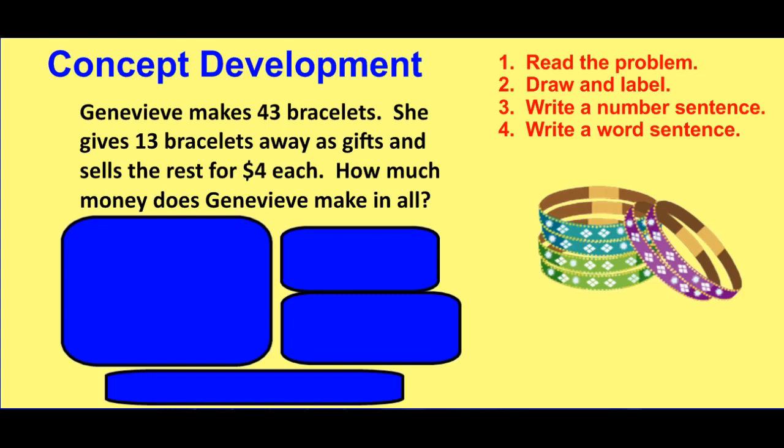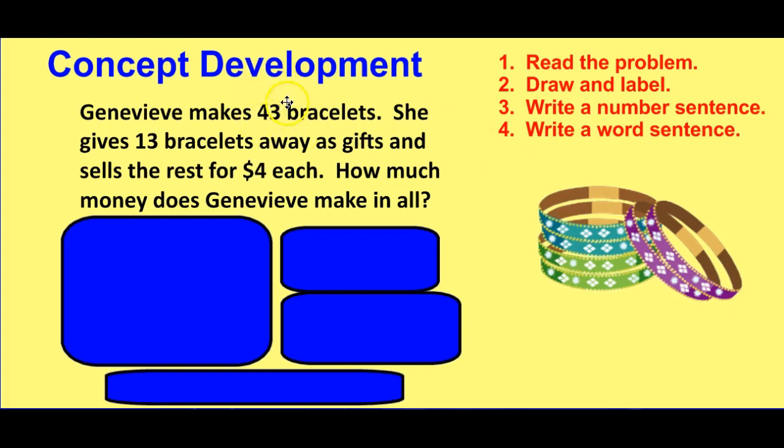Genevieve makes 43 bracelets. She gives 13 bracelets away as gifts and sells the rest for $4. How much money does Genevieve make in all? I want you to read back through this problem and think about the steps that we need to take to solve it, and push play whenever you think you know what we need to do, and then we'll work through it together.